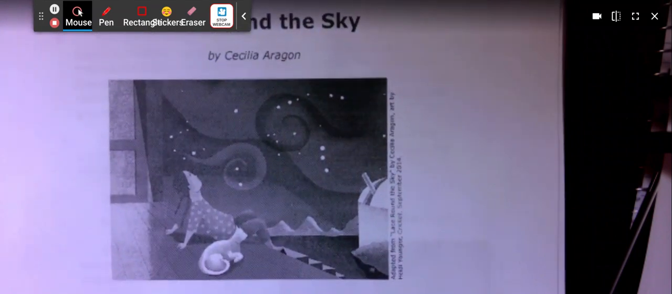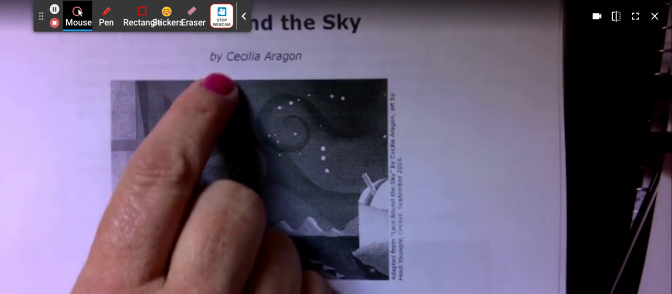All right. There's an image, and it says adapted from Lace Round the Sky. So this is showing me that this is from a book by Cecilia Aragon. Here's our title, and here's our author.